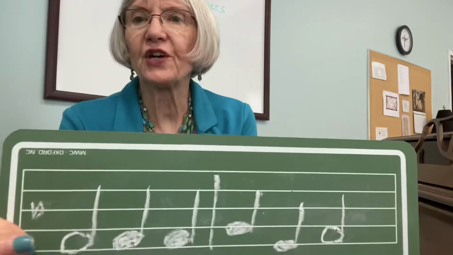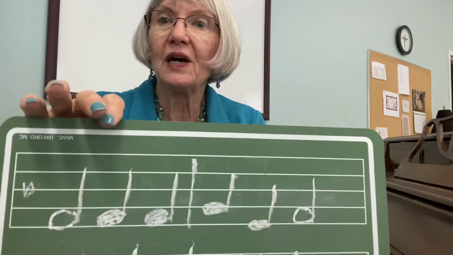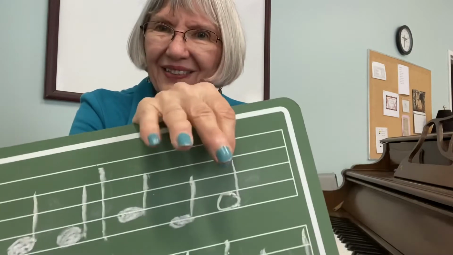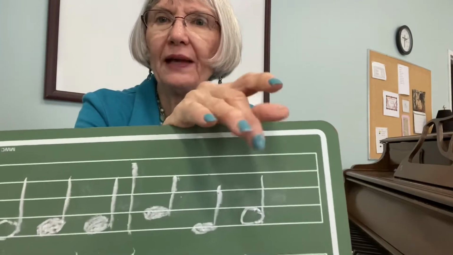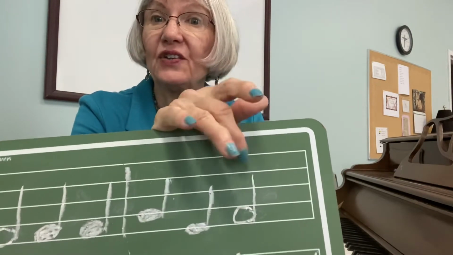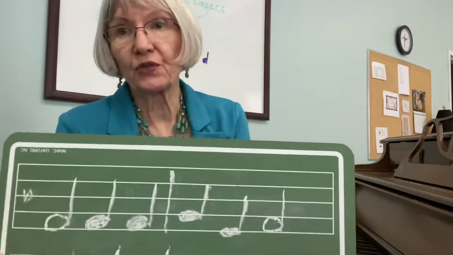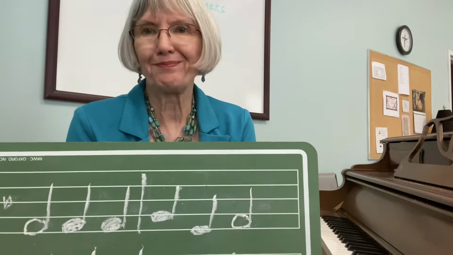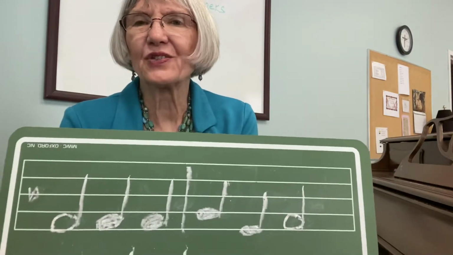All right, let's do our do's. Here we go. Do, do, do. Up 1 to re. Ti, the one, that's the line right before the do. Ti, do. If do is on a space. If do is on a line, the ti will be a space note. Okay, it's always the note before.